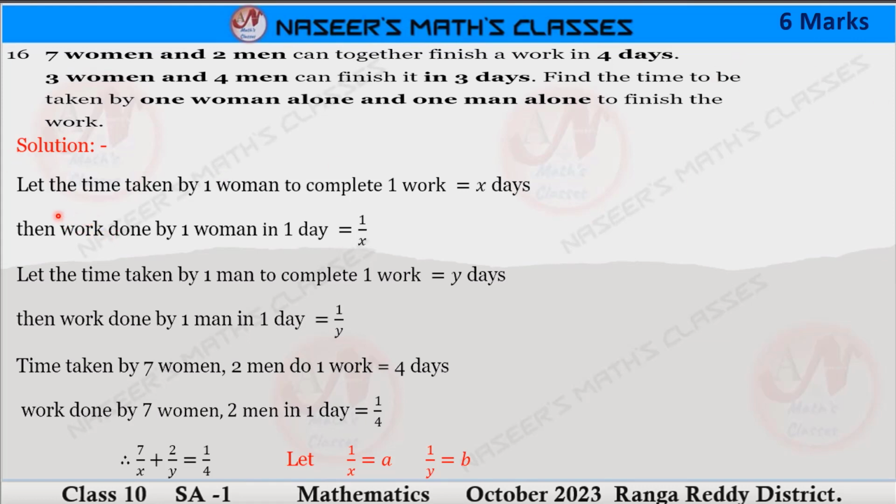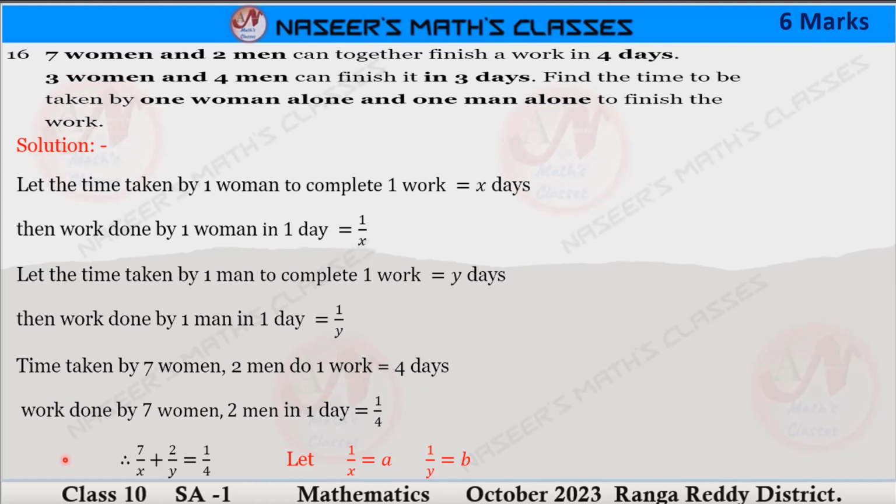So, to find the solution, let the time taken by 1 woman to complete one work be x days. Then the work done by 1 woman in 1 day is written as 1 by x. And let the time taken by 1 man to complete one work be y days. Then the work done by 1 man in 1 day is equal to 1 by y. According to the given problem, the time taken by 7 women and 2 men to do one work is equal to 4 days.